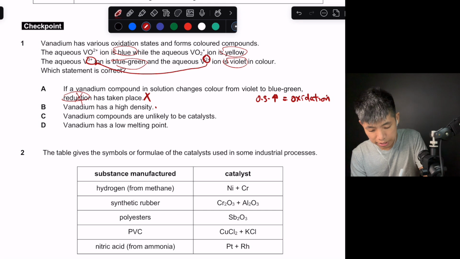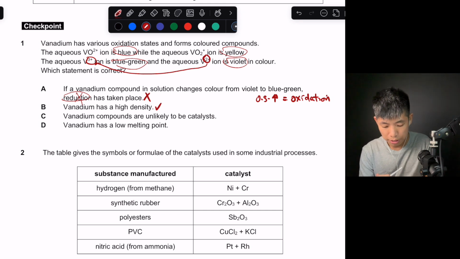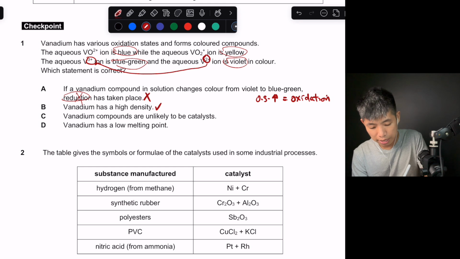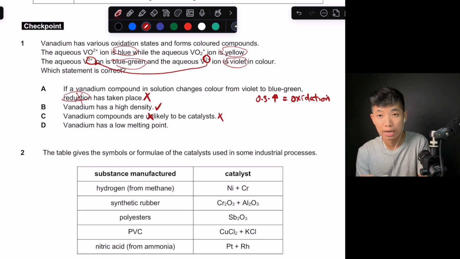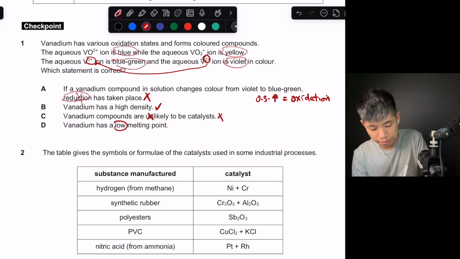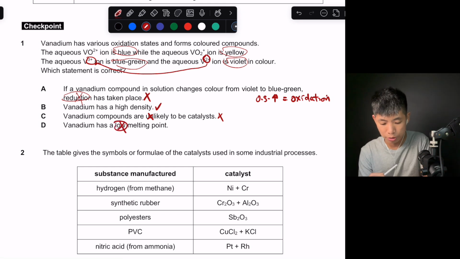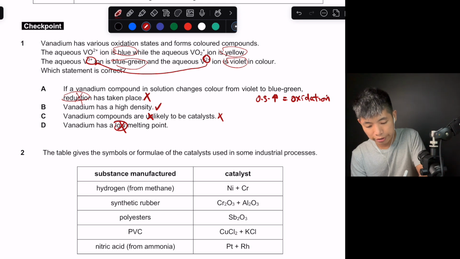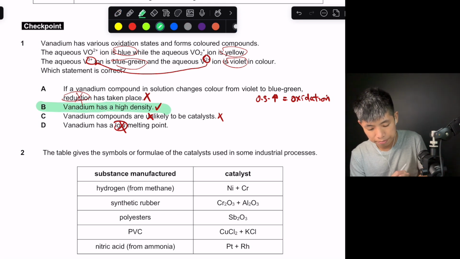Vanadium has a high density. That's true because it is a transition metal. Vanadium compounds are likely to be catalysts because transition elements are likely to act as catalysts. Vanadium, being a transition metal, should not have a low melting point, it should have a high melting point. So the correct answer here is B.